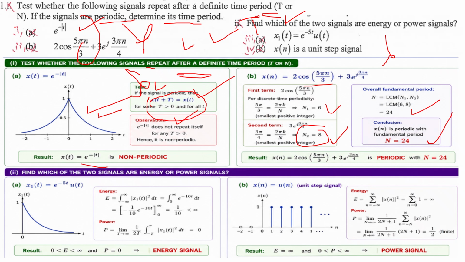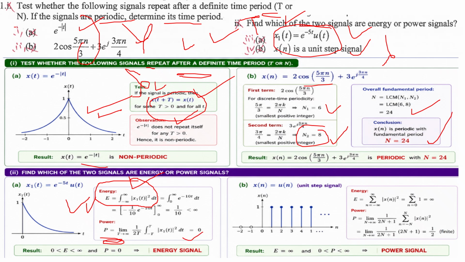Similarly, we are going to take the second question. Here we will decide whether the signal is energy or power. First find the energy. Remember the equation: E is equal to the integration from minus infinity to infinity of x(t) squared dt. Integrate it, and if it is a finite number, then it is an energy signal, and if it is not finite, then you can calculate the power. Power is the limit as T tends to infinity of 1 by 2T times the integral from minus T to T of |x(t)| squared dt. If it is a finite number, then that will be a power signal.